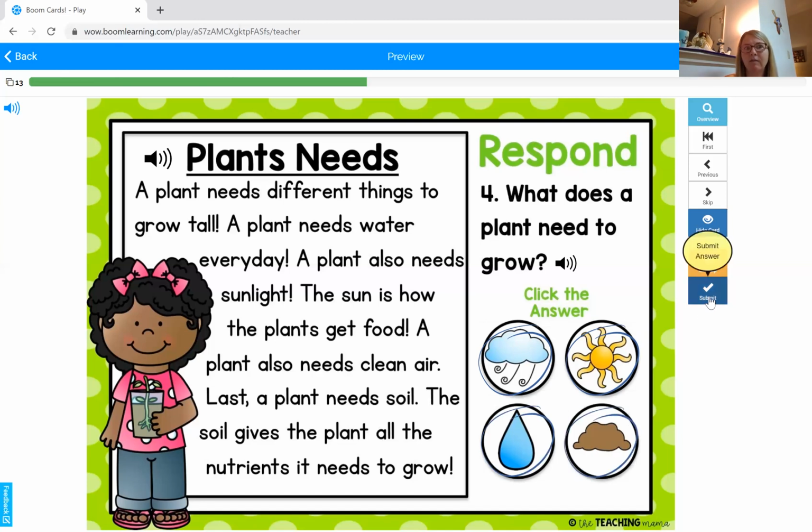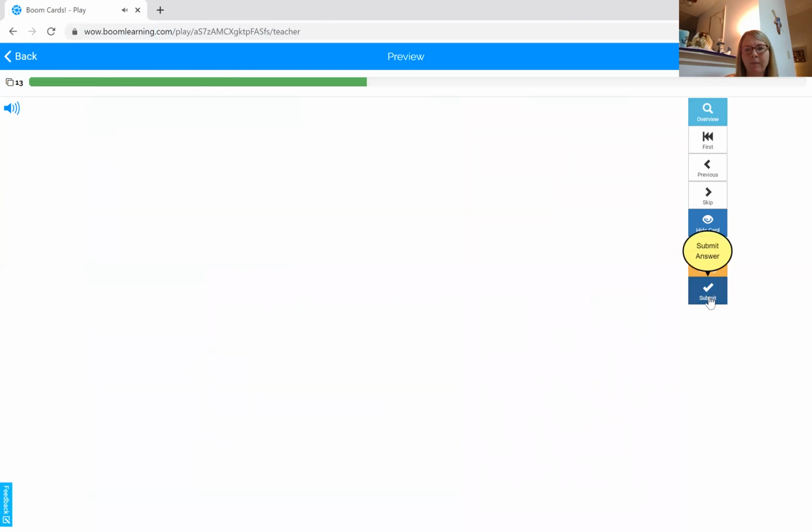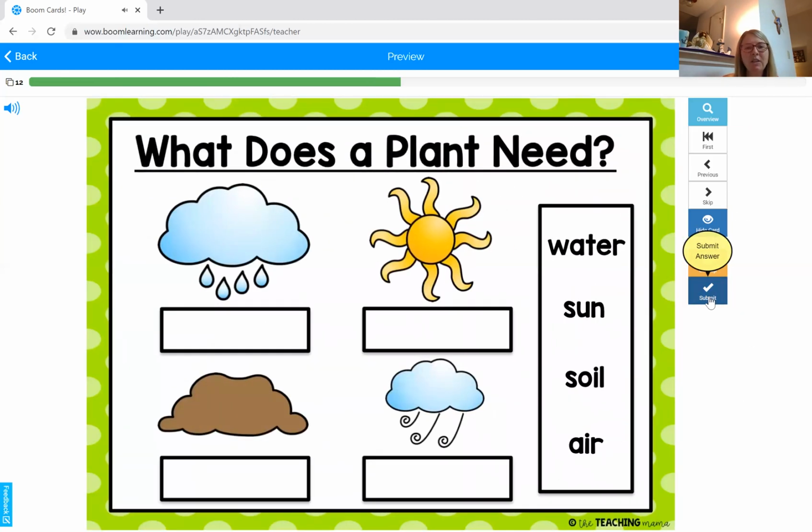Let's see if Miss Molly got this one right. I did. All right, and we're gonna do this one real quick. What does a plant need? This is a picture of water. So I'm going to come over here and I'm going to look for the word that has the w sound. Oh, and there's the W. Put that there. The next picture is a sun. Has the S sound for S.